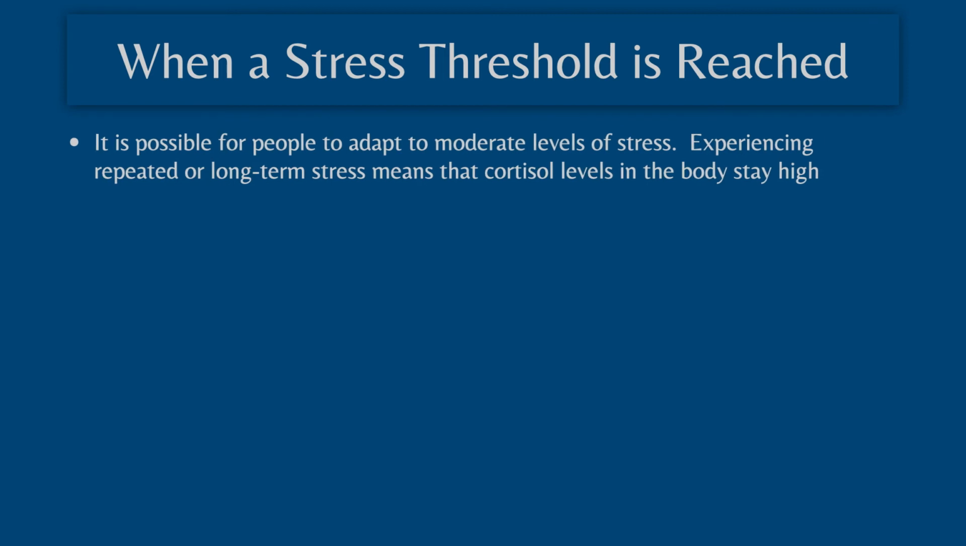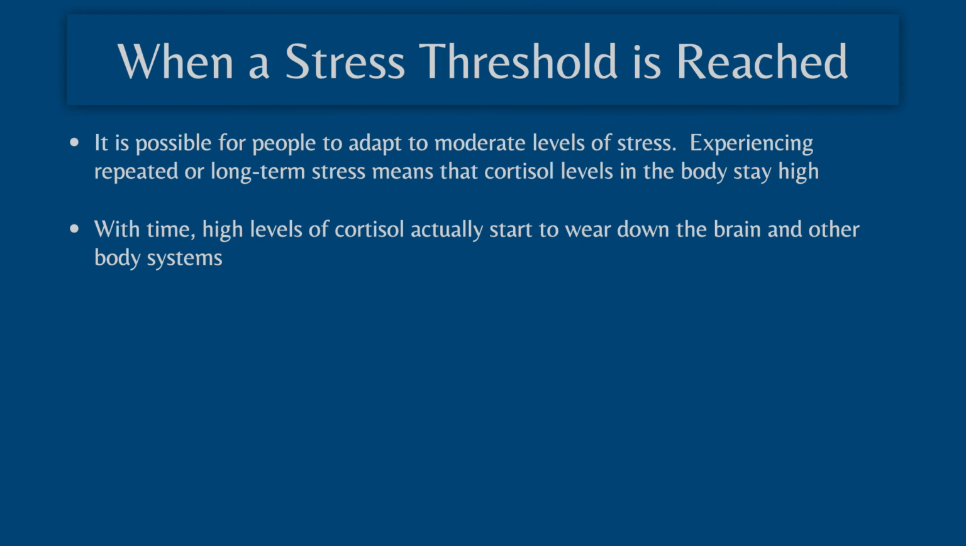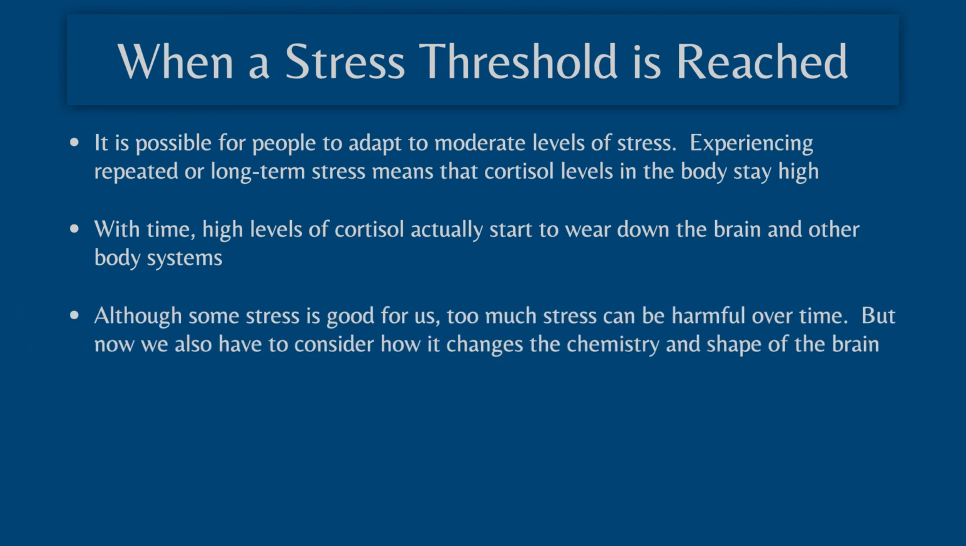But what happens if your body experiences high levels of stress hormones over an extended period of time? The stress eventually just becomes unhealthy. Over time, high levels of cortisol actually start to wear down the brain and other body systems. This type of damage to the brain has been associated with a number of health problems, including depression and anxiety disorders, as well as memory loss and dementia. Although some stress is good for us, too much stress over time can be harmful. And this just makes sense, but now we have to consider how it changes the chemistry and shape of the brain.